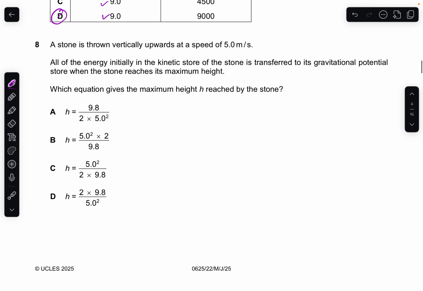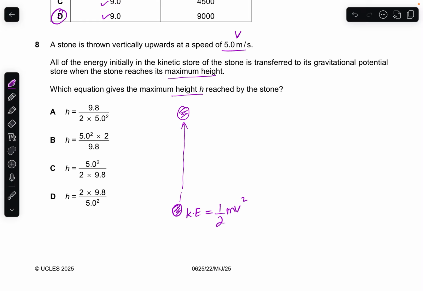A stone is thrown vertically upward with a speed. All of the energy initially in the kinetic store is transferred to the gravitational store as it reaches the maximum height. Which equation gives the maximum height reached by the stone? Okay, this is the velocity. Let's suppose this is the object. At this point it has kinetic energy, equal to half mv square. It reaches the maximum height at this point.